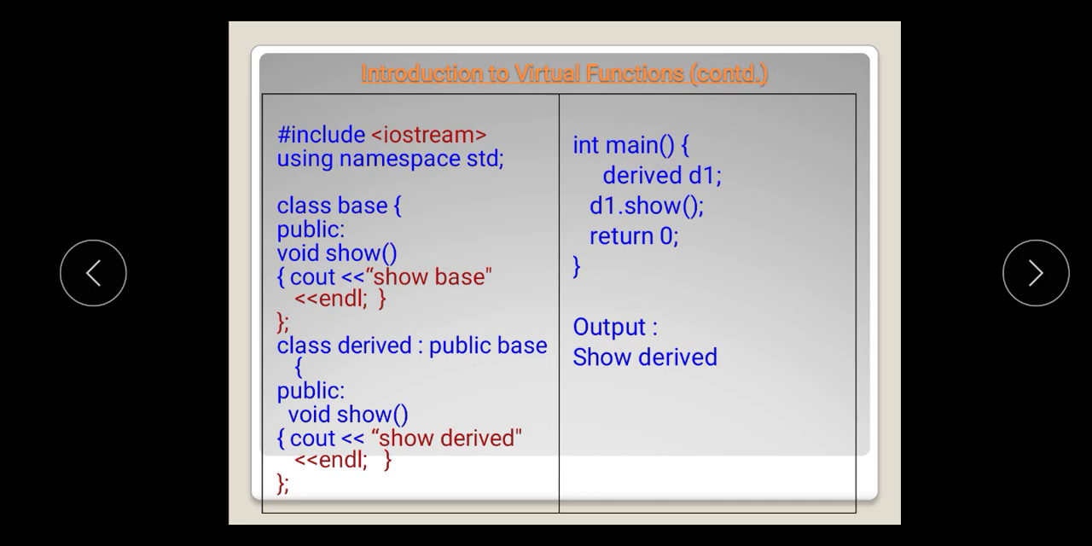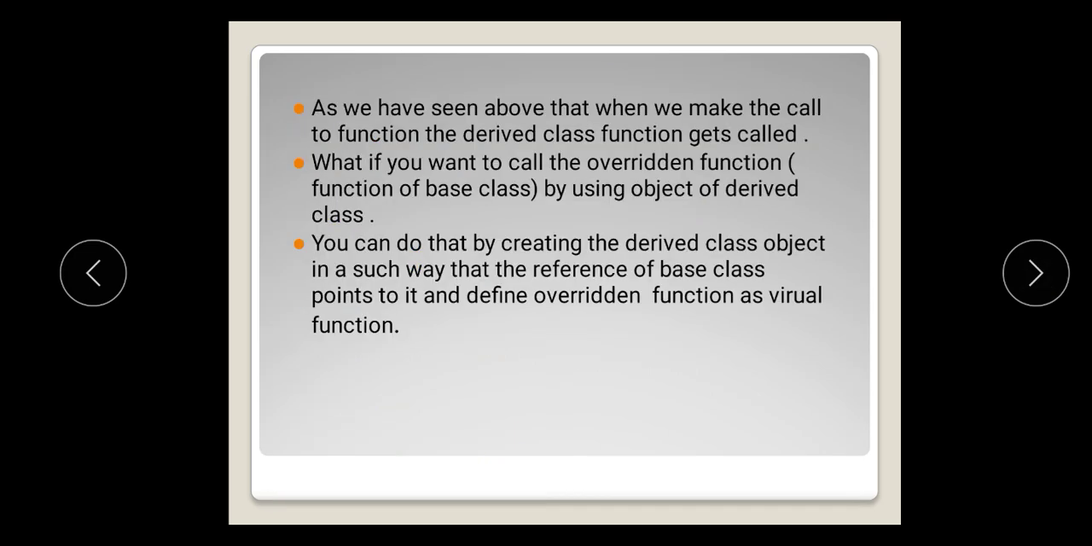Now in main we are creating an object of the derived class, and we say d1.show. When we say d1.show, the compiler may get confused about whether to call the show function of the base class or the show function of the derived class. In that case it will call the function of the derived class, and hence it displays the result of show derived. That means, as we have seen above, when we make the call to the function, the derived class function gets called. What if you want to call the overridden function?